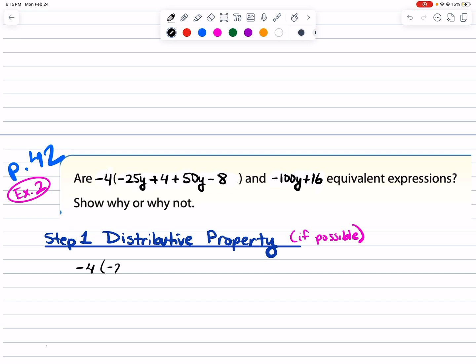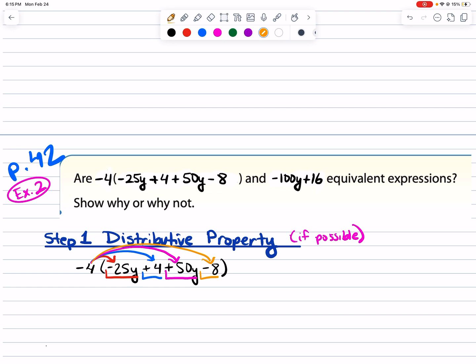All right, let's see. We have negative 4 times negative 25y plus 4, plus 50y minus 8. And I'll do the same thing. I'm going to use colors. We're going to make a beautiful rainbow. So we have the red, we have the blue, we have the pink, and we have the orange.